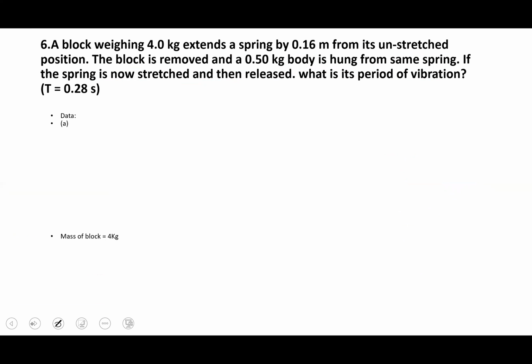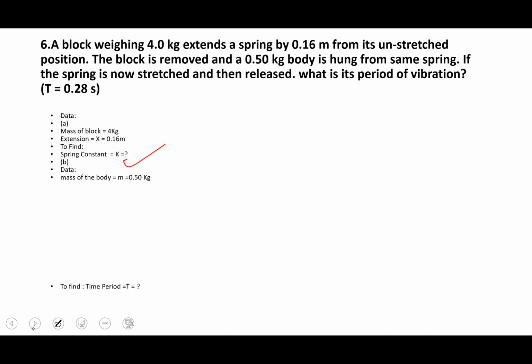First of all, we have the mass of the block and we have the extension as well, from which we can calculate the spring constant. If we have the spring constant, then we can easily calculate the time period. Let's see. We have to find the spring constant k. As part b, we have to find the value of the time period T when 0.5 kilograms is hung from the mass attached to a spring system. First of all, we have to find the value of k from Hooke's law, which is F is equal to kx. We can find out the value of k.